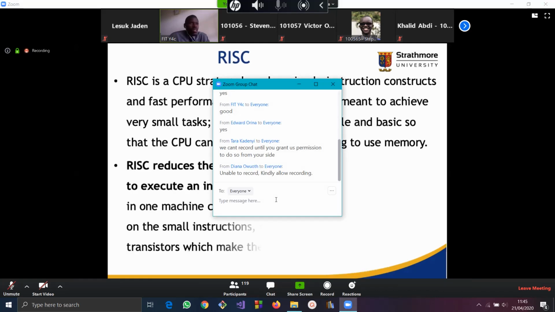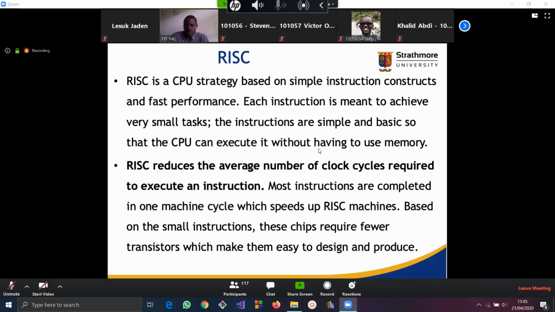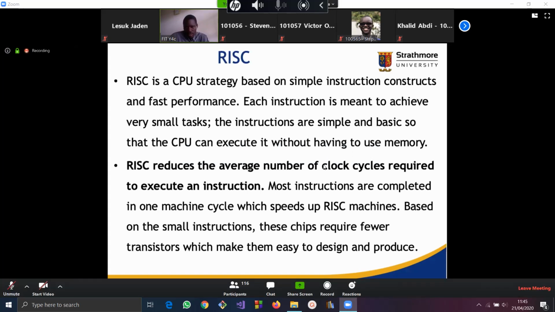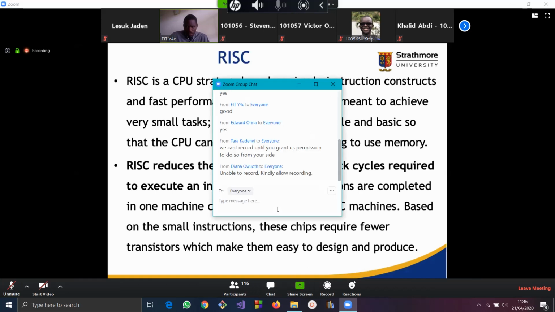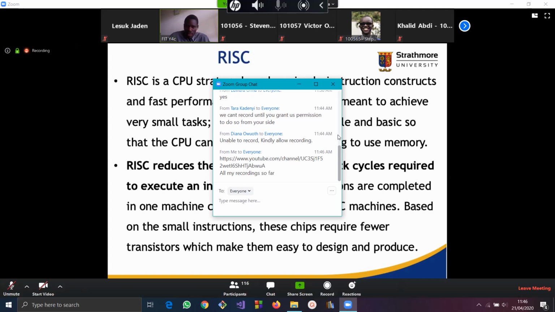It just wants to reduce the number of instructions that the CPU can execute, make the CPU do as little as possible for every cycle until the program is done. Okay. So simple instructions. Okay. So it just tries to minimize the number of clock cycles required to execute an instruction. Okay.